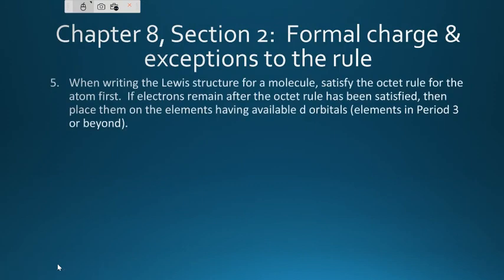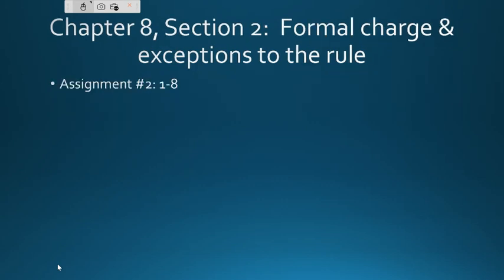All right, so this concept is feeding into the bigger thing, but you can start to see that we can explain some shapes on there. And when writing the Lewis structure for a molecule, first of all, satisfy the octet. Don't worry about those other exceptions along the way until you have to force in the extra electrons, then place them on the elements that have an available d orbital. Okay, so the element period 3 or beyond, that's all this is saying. All right, so this is going to be everything for section 2, and just kind of keep going with that same concept, and I think you'll find that formal charge isn't anything too bad. Good luck.